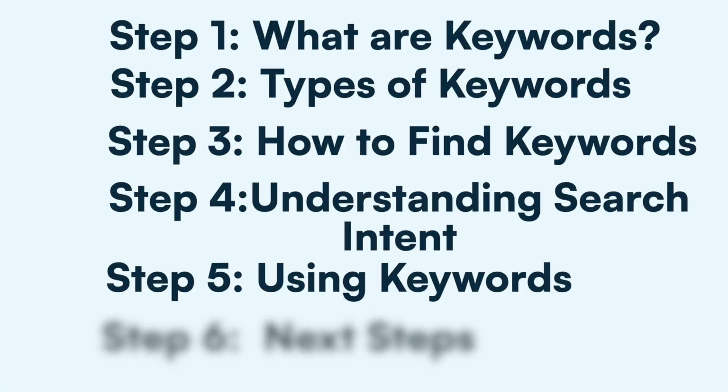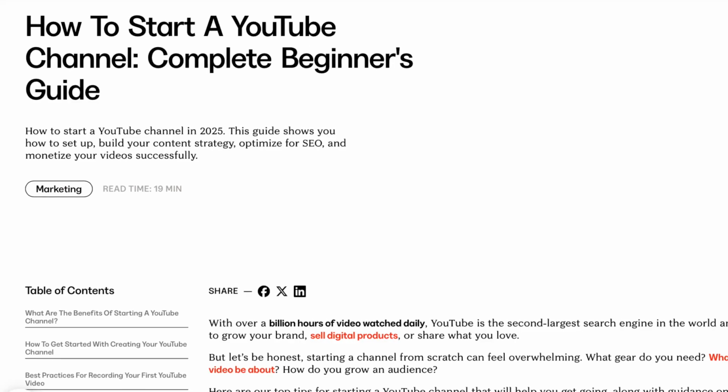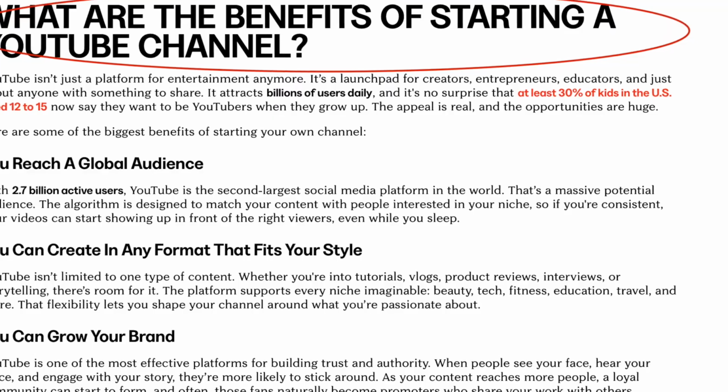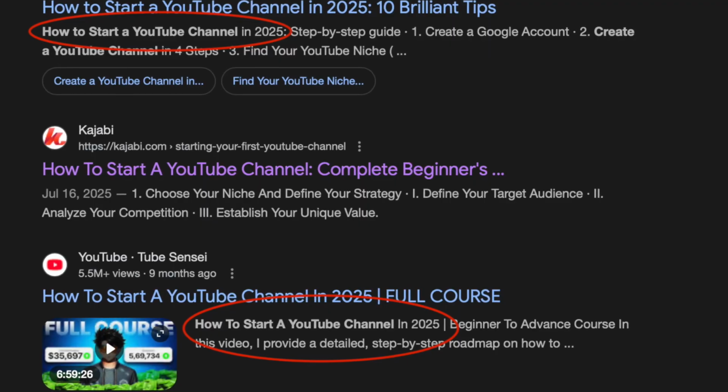Teach first. Step 5. Using keywords. Once you've picked your keyword, don't just stuff it everywhere. Instead, place it naturally in your title, in your first paragraph, in headings like H2s, H3s, a few times in the body, and in your meta description. To make sure you're doing it the right way, consider writing for humans. If it sounds awkward to you, you should consider restructuring it because you're overusing keywords.